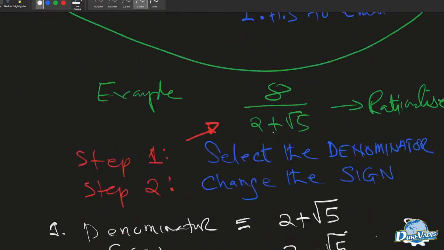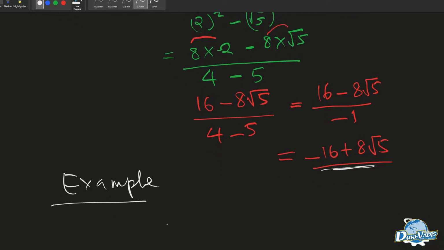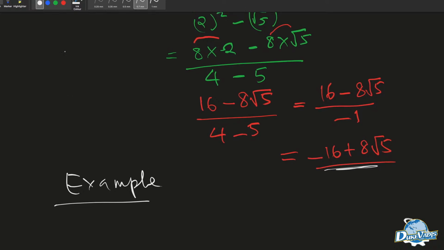Now, let's tackle one more question, and we'll see the best way to move forward with this. Our next example says rationalize the denominator.